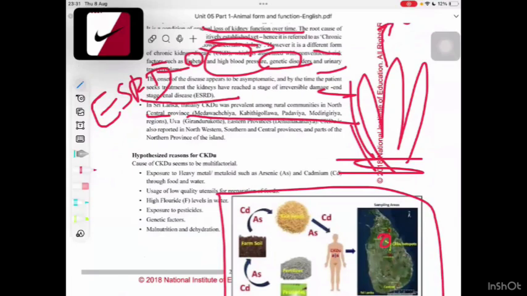In the Uva province, it's Girandurukotte. In the Eastern province, it's Dehiattakandiya. So, Medawachchiya, Kebithigollewa, Padaviya, Medirigiriya, Girandurukotte, and Dehiattakandiya, right? So these are the six places where CKDU is prominent. Then what are the provinces? North Central Province, Uva, and the Eastern provinces, right? CKDU is also reported in the Northwestern and Southern provinces.